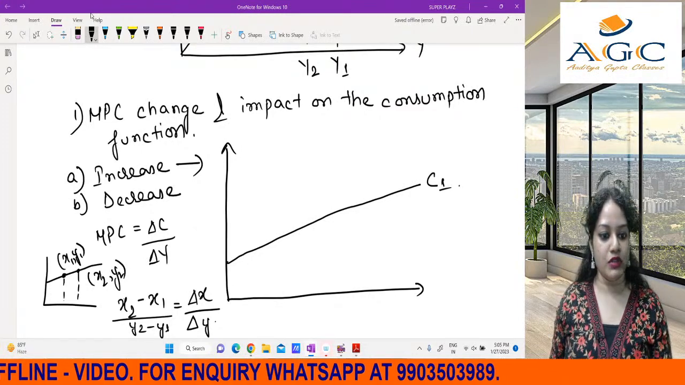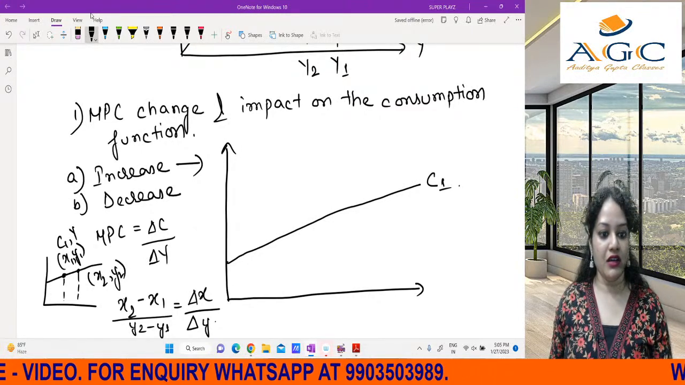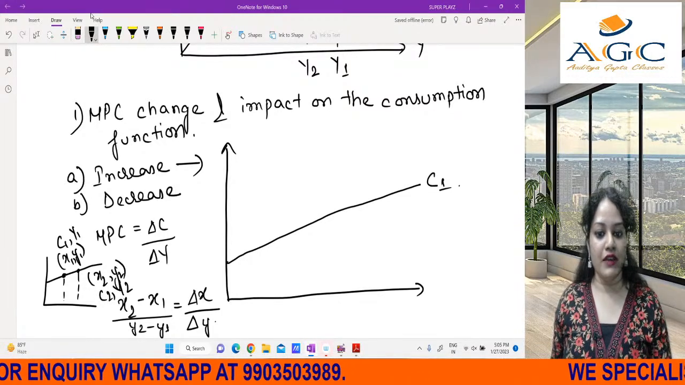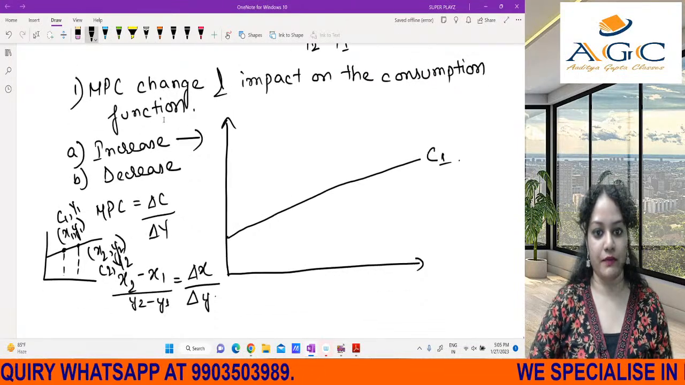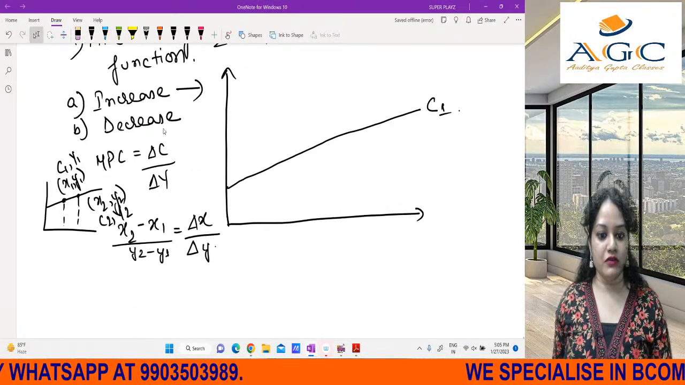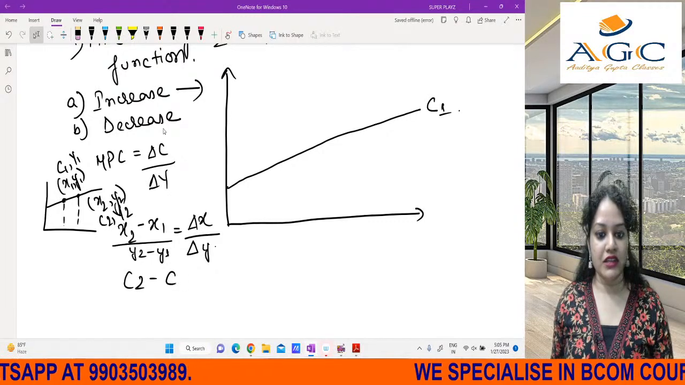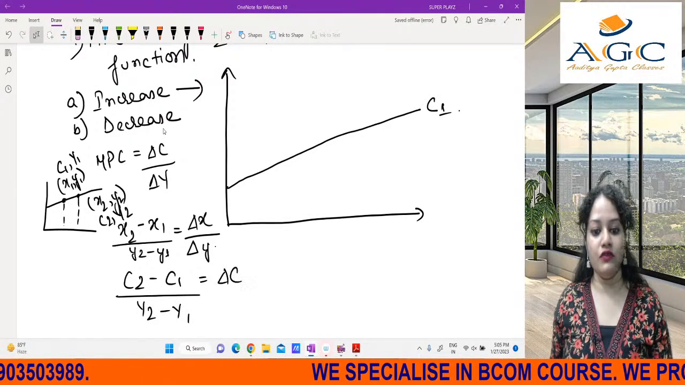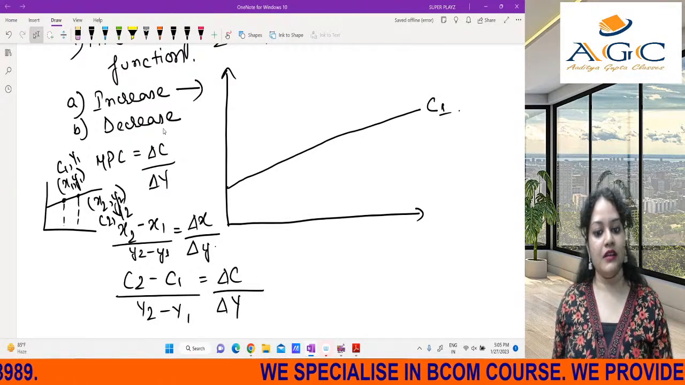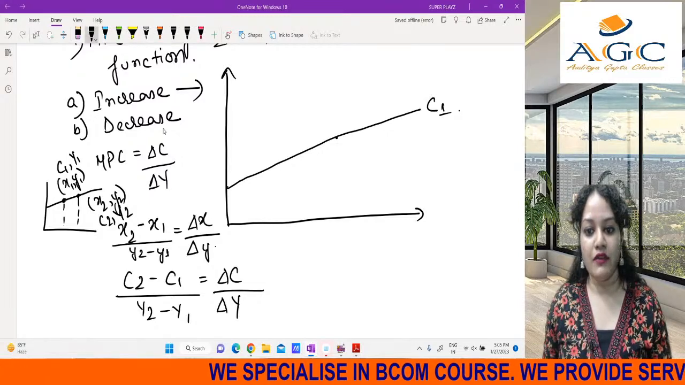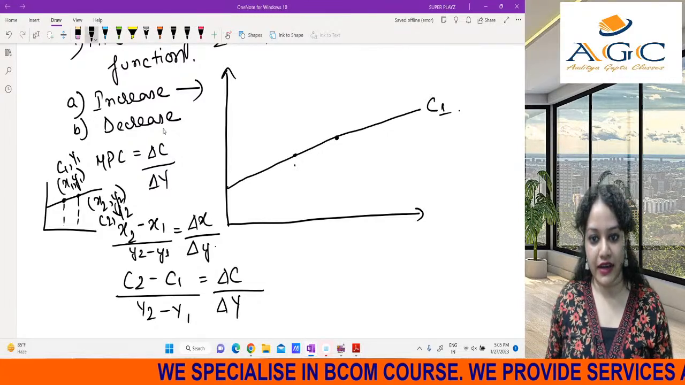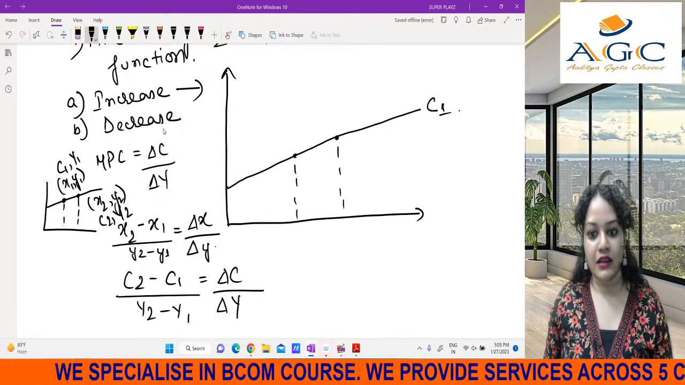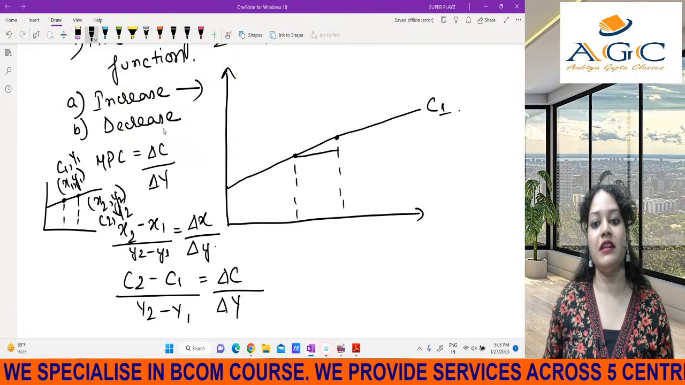Now if this was suppose C1 and Y1 and this was your C2 Y2, you could have written C2 minus C1 by Y2 minus Y1. So it would have given you the formula of MPC, right? So now what do you have to do? You basically have to get to the slope of it. You have to draw a line like this, joining these two points.